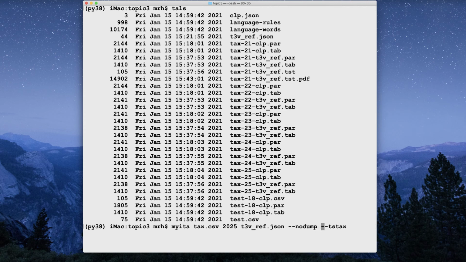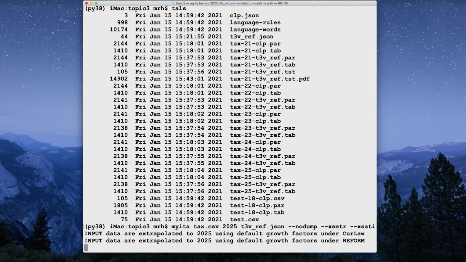We still want to ignore the dump output. And we're going to look at the effective tax rate output. This is telling the model that we want these cross-sectional files, and ATI stands for after-tax income. So if we run this, we should just get results for 2025. Let's see what happens.